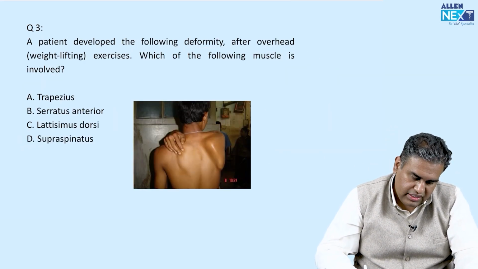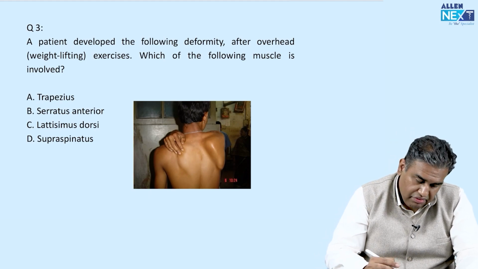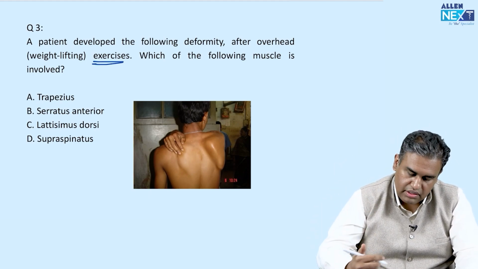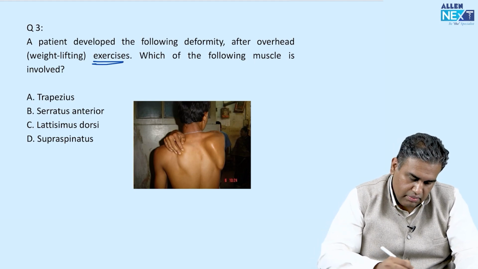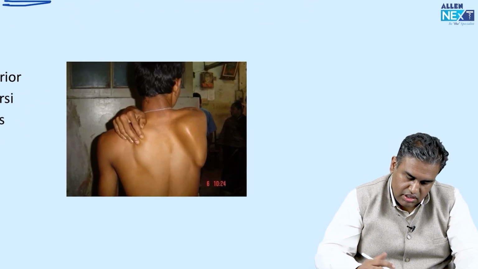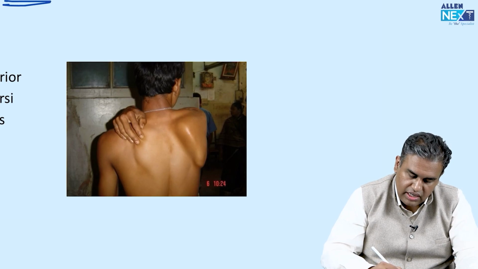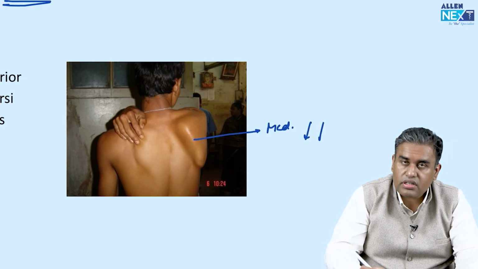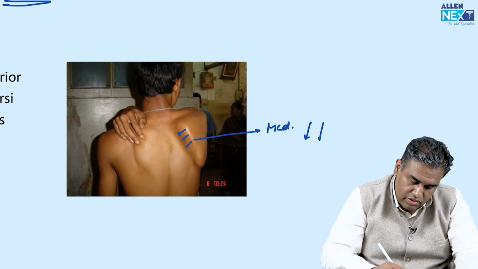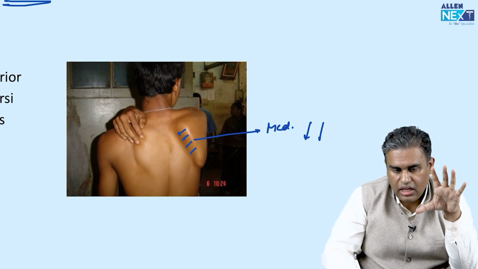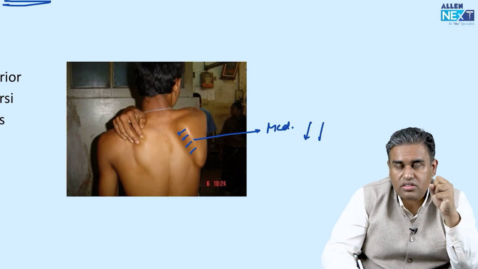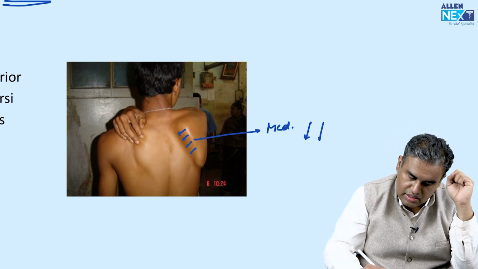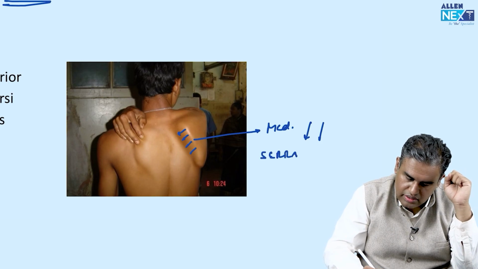Let's see more. A patient developed the following deformity after overhead weightlifting exercises. He developed this deformity. Which of the following muscles is involved? Now you can see in this picture the person, you see the right scapula medial border. The medial border of the right scapula is prolonged backwards. Why? Because the muscle which arises from here, which has to keep the scapula in contact with the ribs, is not working. Which muscle is that? That muscle is serratus anterior. That muscle over here is the serratus anterior.